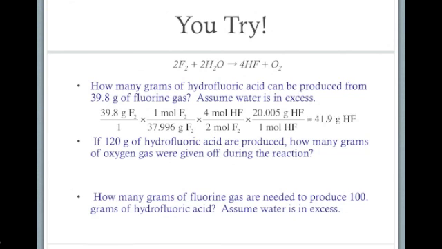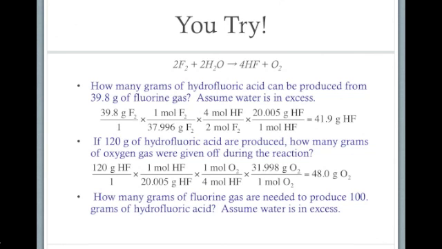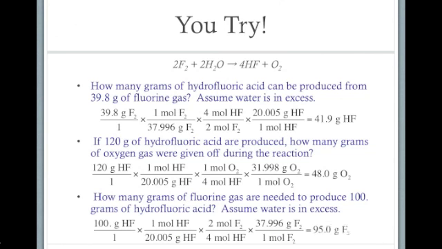The next two are going to work exactly the same. We start out with grams, go to moles, do the mole to mole ratio, go back to grams. So the second one, 120 grams of hydrofluoric acid are produced. It'll look like this. How many grams of fluorine gas needed to produce 100 grams of hydrofluoric acid? There you go.